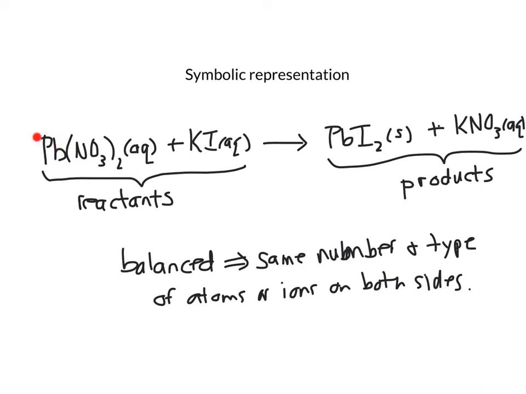So we have one lead ion over here, and we have one lead ion over here. We have two nitrates because every lead goes with two nitrates. So we have two nitrate ions over here. Over here, I only have one nitrate ion. And so I'm going to need to do something to make this balanced because I need two nitrate ions on both sides of the equation. I have one potassium and one iodide over here. But over here, I have two iodides and one potassium. So to balance this equation, I'm going to need two iodides over here, and I'm going to need two nitrates over here.